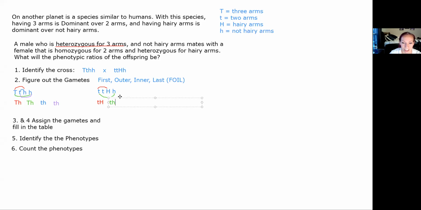Then we're going to do inner, which I did blue. So innermost T with the innermost H right there. And then last, which I did purple. All right, last T with the last H. So hopefully this makes sense so far. Now we have our gametes for the father and for the mother.